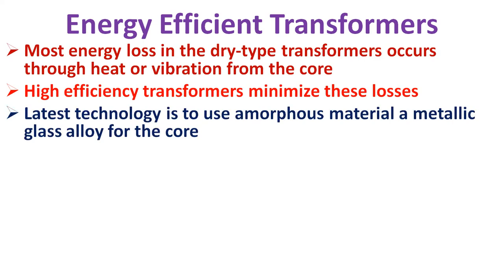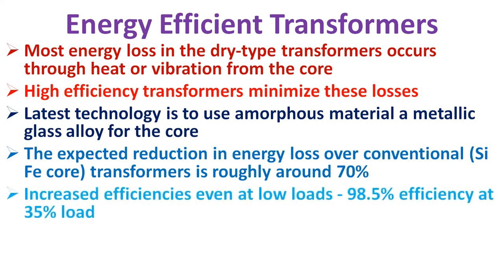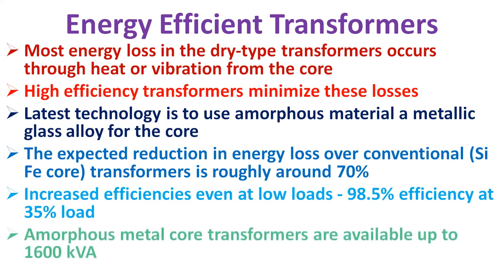However, the latest technology is to use amorphous material, a glass alloy, for the core. The expected reduction in energy loss over a conventional silicon iron core transformer is roughly 70%, which is quite significant. By using an amorphous core with unique physical and magnetic properties, these new types of transformers have increased efficiencies even at lower loads, say 98.5% efficiency at 35% load.